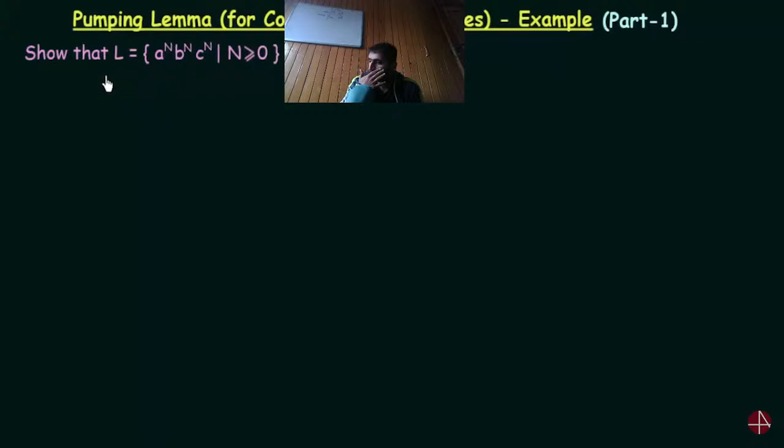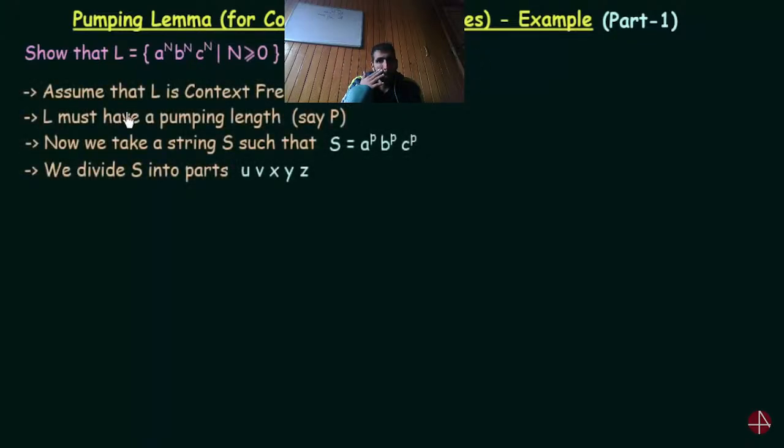Our task is to show that this language is not context-free, and we will do this using the pumping lemma for context-free languages. Let's see the steps we need to follow. The first step is to assume that the language L is context-free. Why are we doing this? We studied in the previous lecture that we prove this using contradiction. First we assume that L is context-free, and we will show a contradiction to our assumption, and hence it is not context-free. So we'll see how we do that.